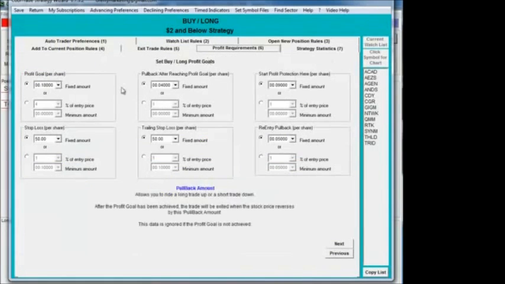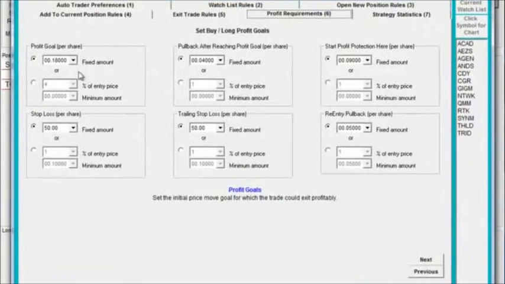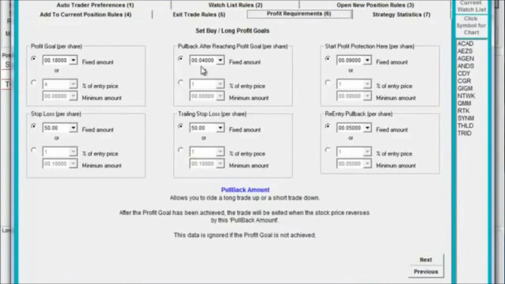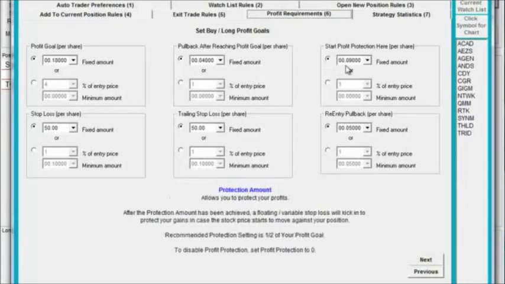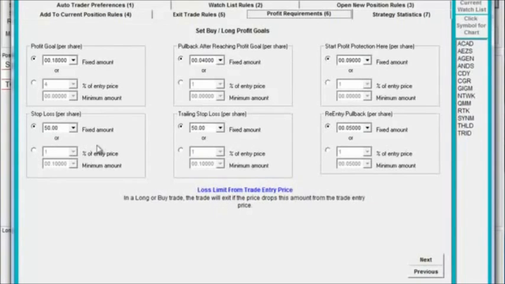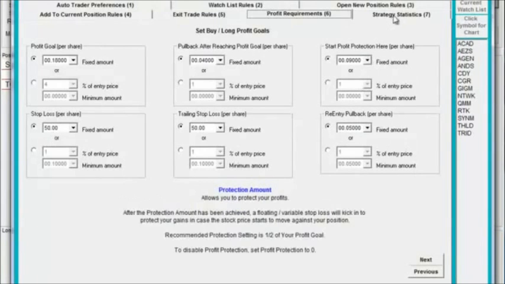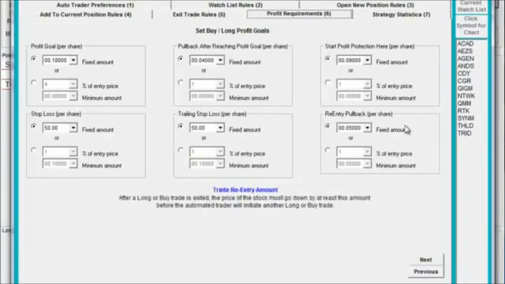The profit requirements are pretty straightforward. We're chasing 18-cent gains, 4% or 4-cent pullback, and the profit protects at 9 cents. There are no stop losses here. You'll see 50 is way more than $1 or $2. And the re-entry pullback is 5 cents, meaning the stock must move 5 cents before it will decide to buy again. And that's a very, very simple strategy, guys, but surprisingly effective.